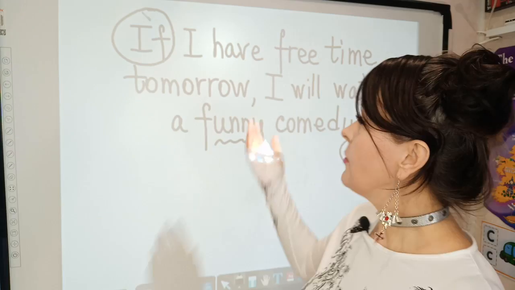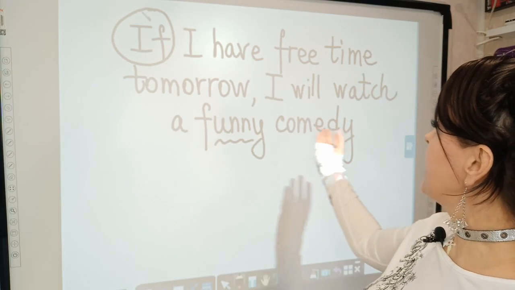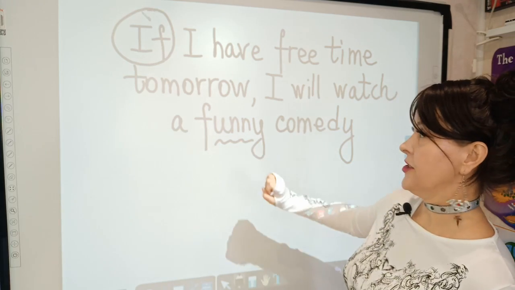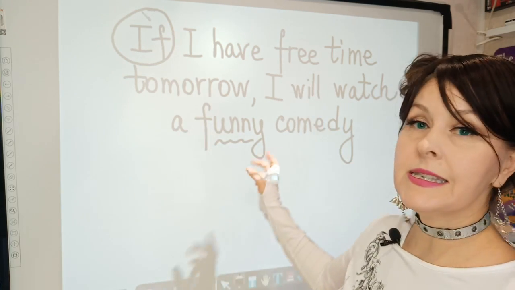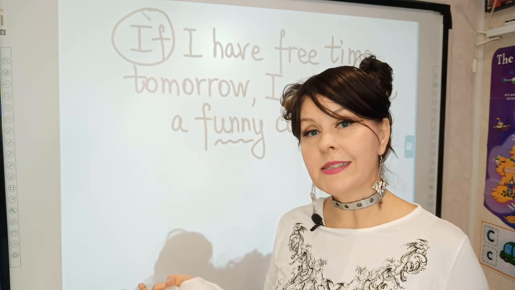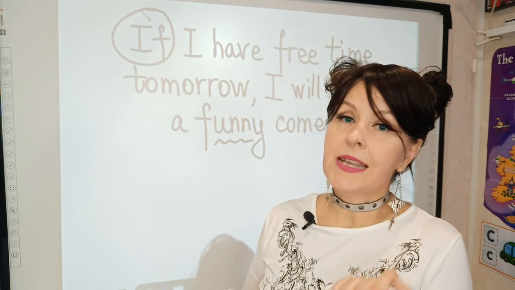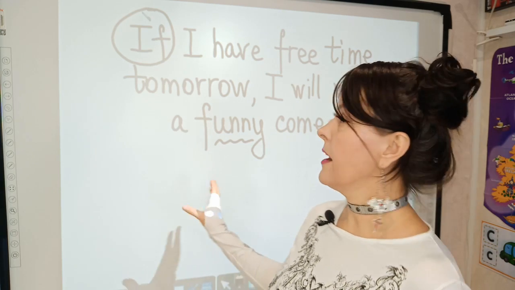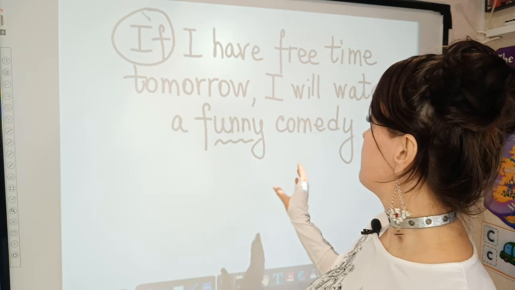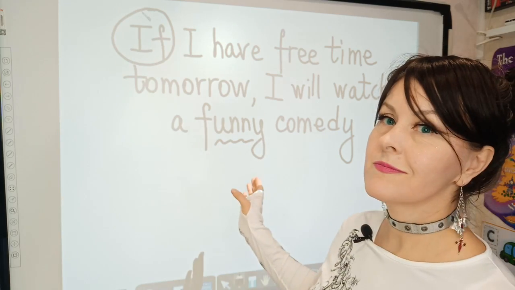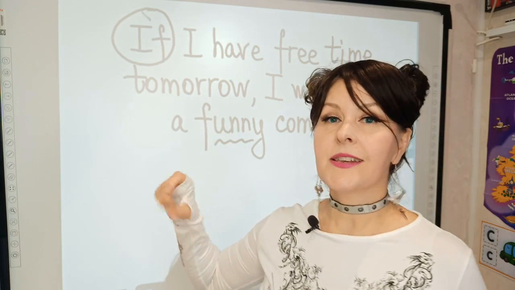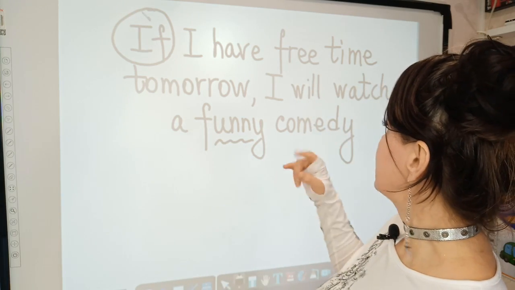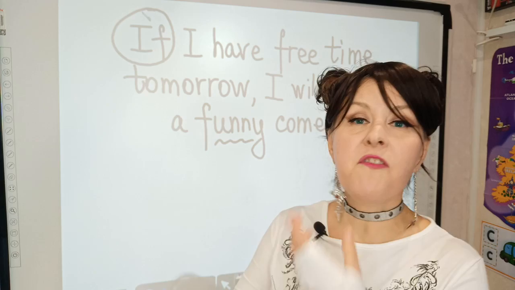For example, look at this sentence. If I have free time tomorrow, I will watch a funny comedy. We can see an adjective here, and this sentence is an example of conditional sentences type 1. It can be easily transformed into a more primitive one, like if I have free time, I will watch films. No adjective. And on a more advanced level, if I have free time tomorrow, I will watch the funniest comedy ever.